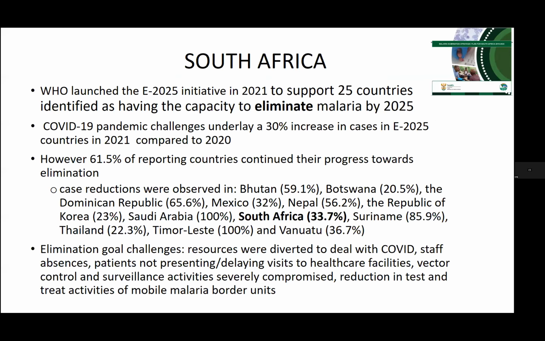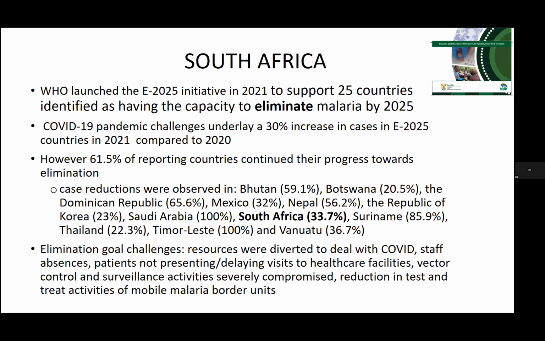In terms of the South African context in recent years, there has been significant progress in efforts to eliminate malaria. We are part of the E2025 initiative, being identified as having the capacity to eliminate malaria by 2025. COVID-19 pandemic challenges underlay a 30% increase in cases in E2025 countries in 2021 compared to the previous year. However, despite this, 2/3 of reporting countries continued their progress towards elimination, showing case reductions, including South Africa, case reductions by 33.7%. And the WHO also hailed South Africa for bucking this grim trend in the face of COVID. It was one of the few malaria endemic countries in Africa that did not see a major upsurge in malaria cases caused by COVID-related disruptions.